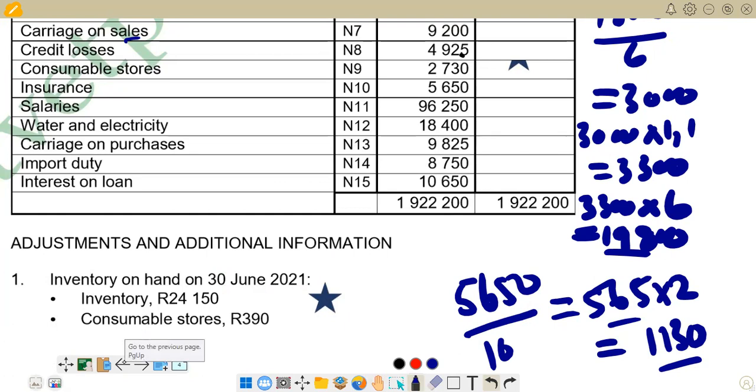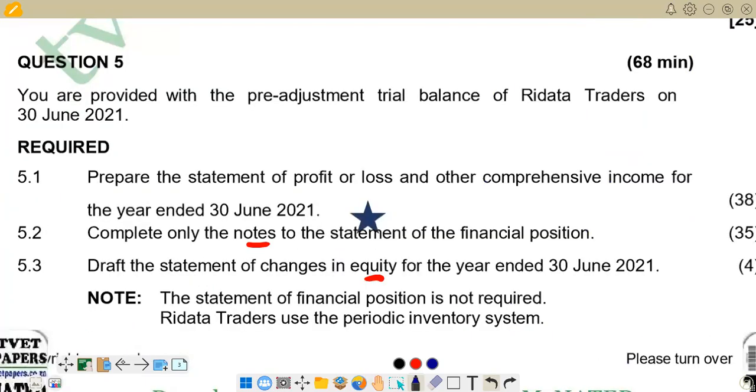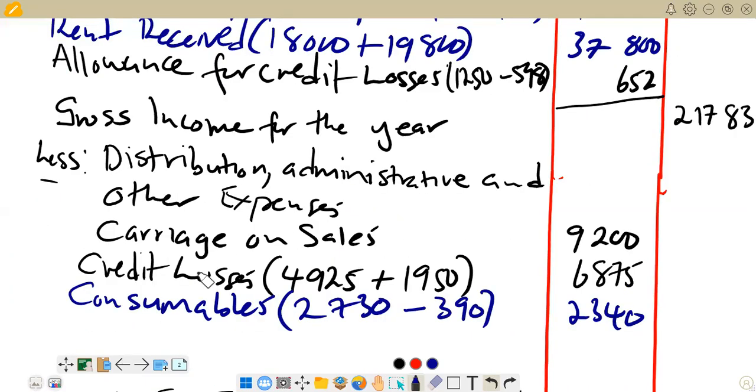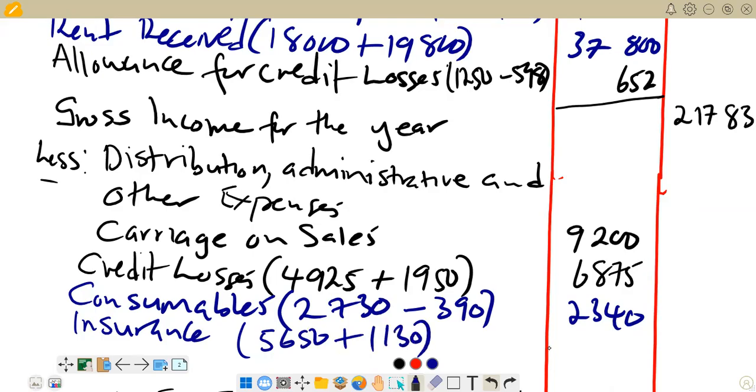We go back again to the answer section and try to input that figure. So here we now have insurance. For insurance, in brackets, we have the one that we are given on the nominal section, which is 5,650. Then we add the one that was owing, 1,130. When we calculate that one, you're supposed to get 6,780.